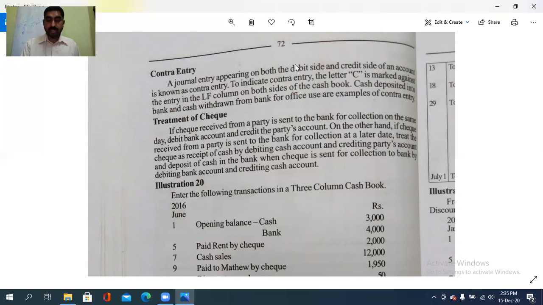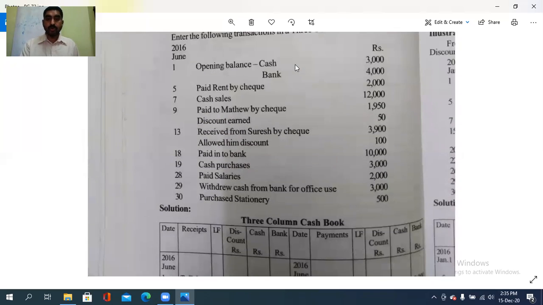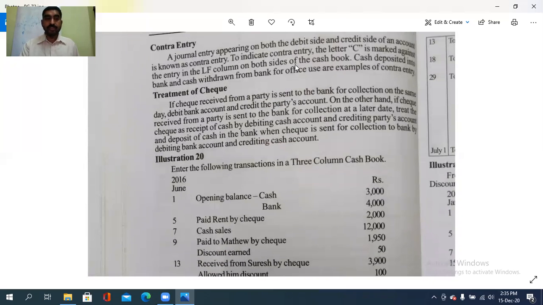So this is the case with regard to the theory portion, the triple column cash book, or cash book with the 3 columns, that is the discount column, the cash column and the bank column on both the sides. So discount allowed, cash received and bank deposit on the debit side, discount received, cash payments and bank withdrawals, that is on the credit side. So that is the case.